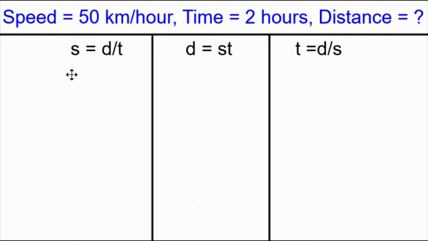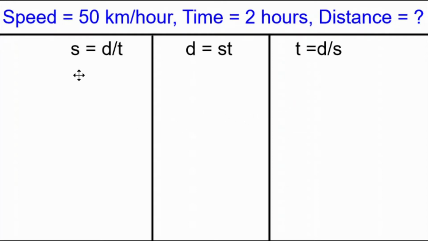For our example problem, we have it here in blue. The speed is 50 kilometers per hour. The time is 2 hours. What is the distance? Now you might be able to figure this out without using the formula. But what we're going to do is examine the formula with this example so we can see the power of this formula.